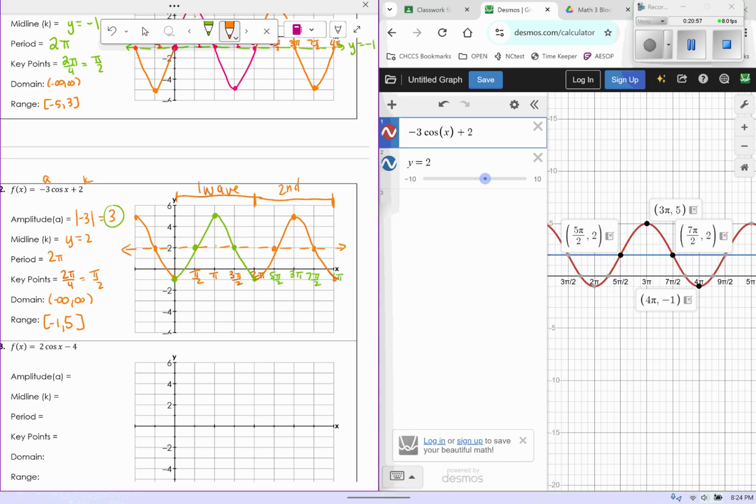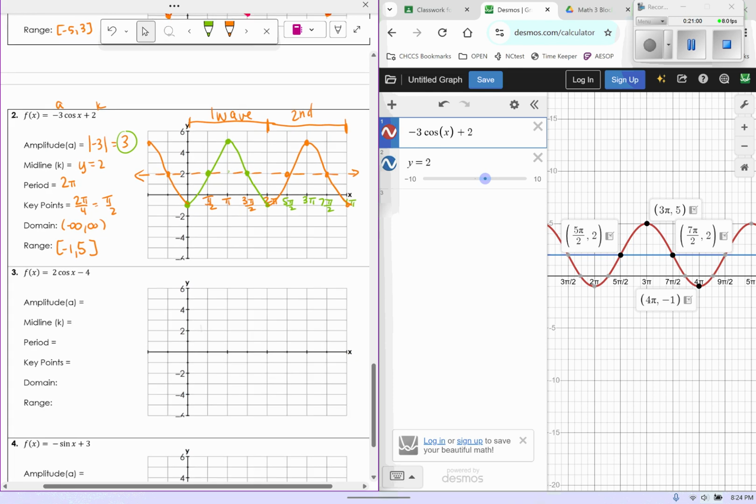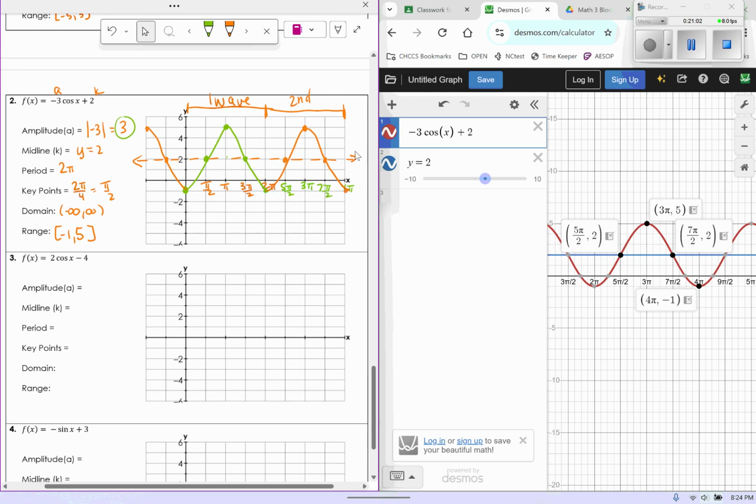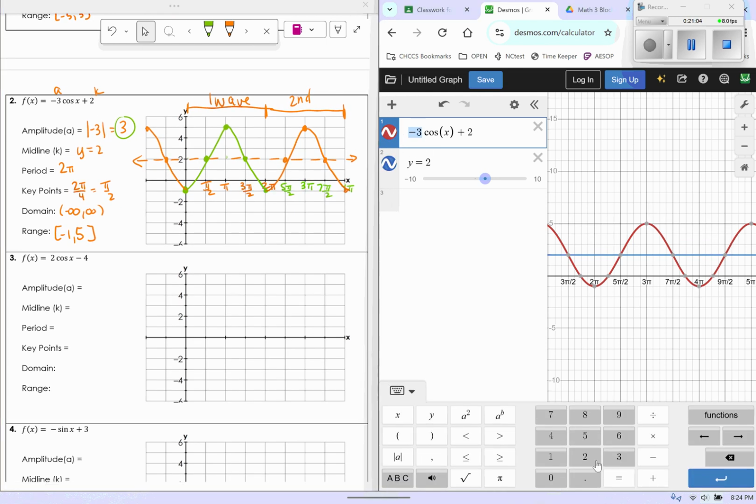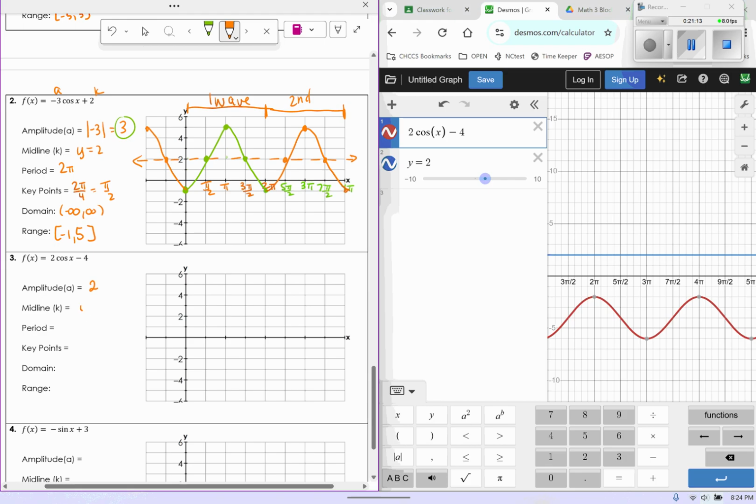All right, so let's do the next one. The next one's also a cosine. So again, I'm just going to take this 3 out and plug in 2, and then we have -4. And then the amplitude is 2, the midline's y equals -4.